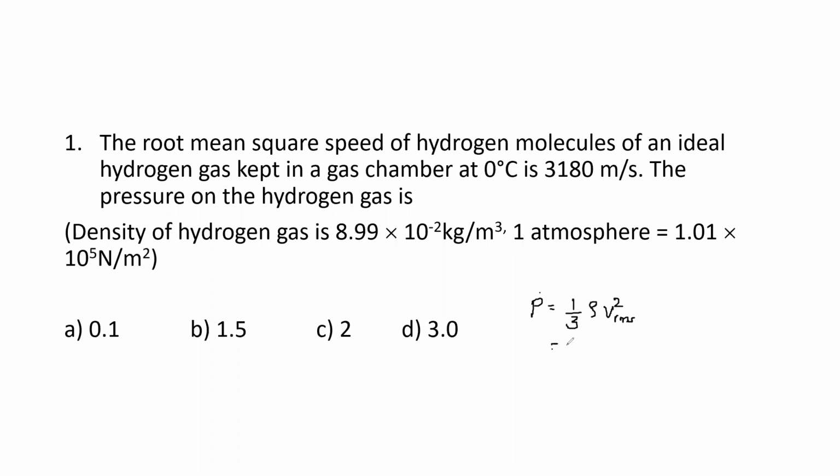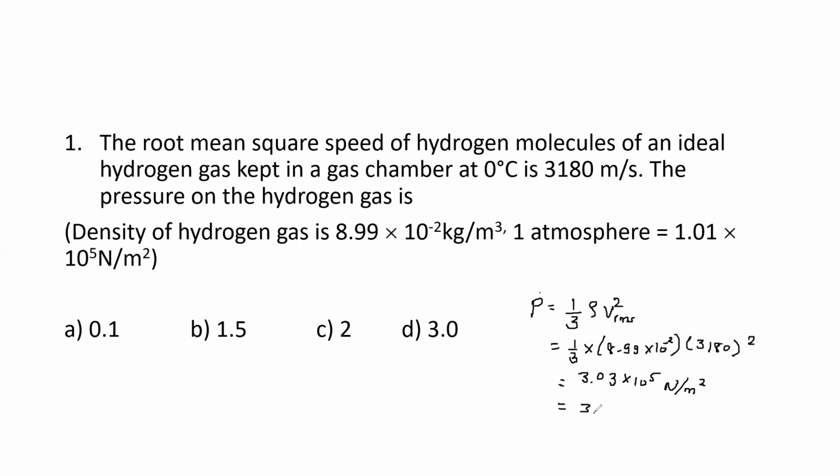So this is equal to 1 divided by 3 into density, how much it is given? It is 8.99 into 10 raised to minus 2. The V value is 3180 meter per second, its whole square, V square. So if we simplify this, we will get 3.03 into 10 to the power of 5 Newton per meter square.